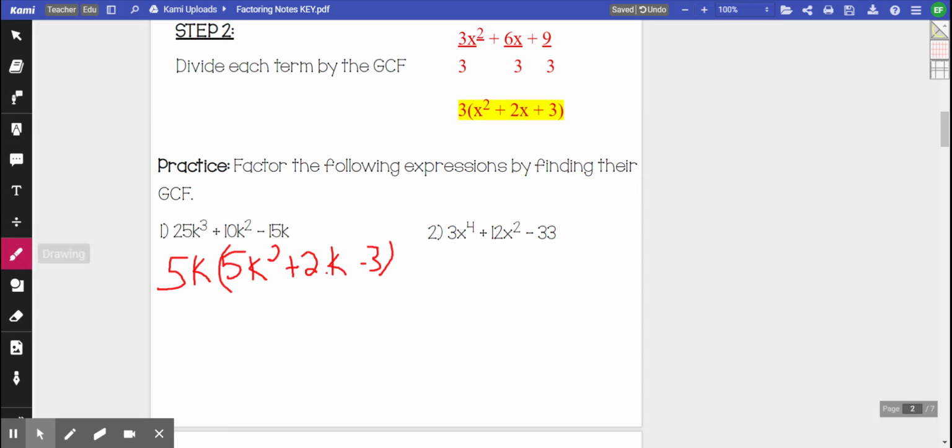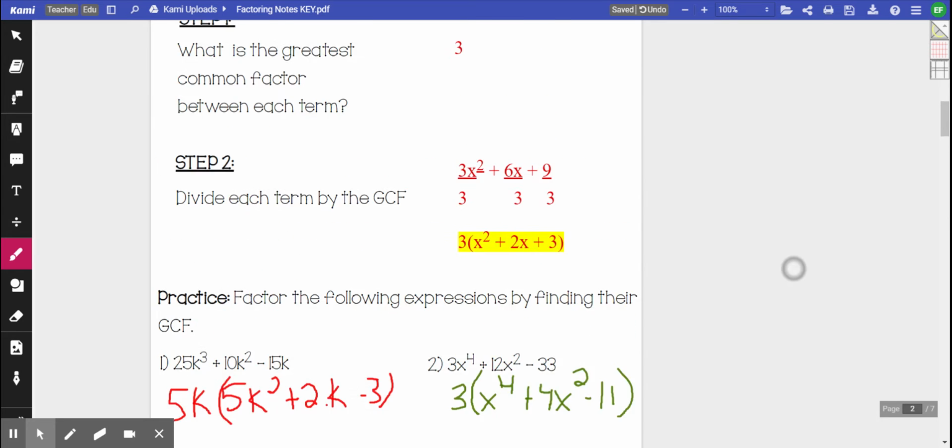If we look at our second example now, our GCF here, I see an x to the 4th, an x squared. Our last term doesn't have any variable with it, so we cannot pull that out as a GCF. The only thing we have in common is a 3 for the coefficients. So again, if I divide each of those terms by 3, I get 3 times the quantity, x to the 4th plus 4x squared, and then minus 11. And that's it. That's factoring by greatest common factor.